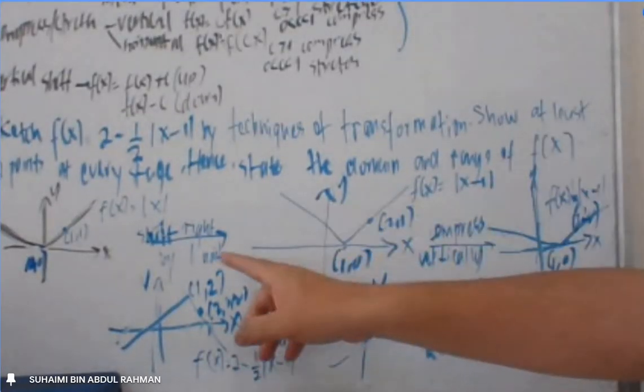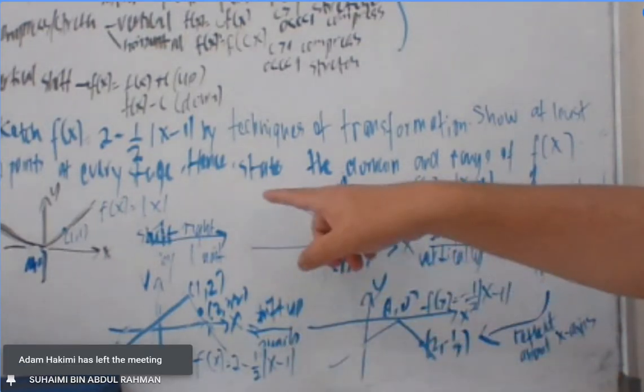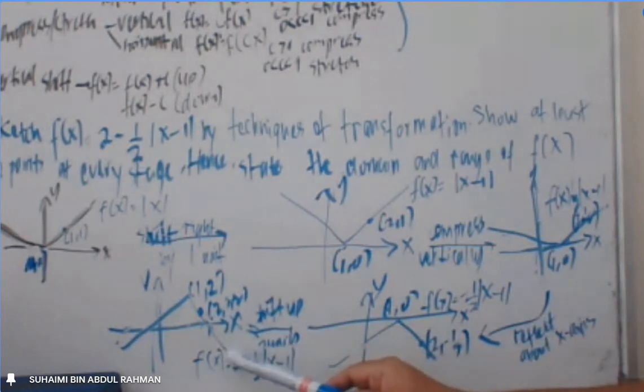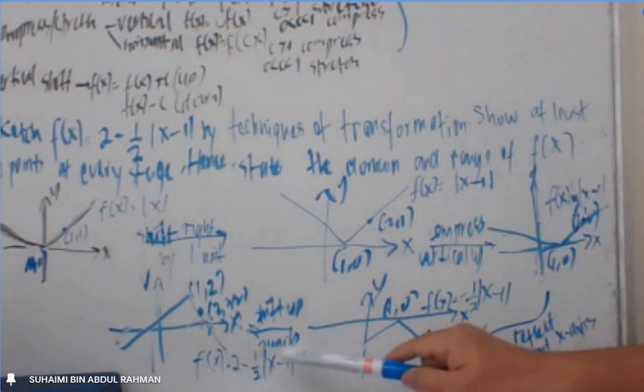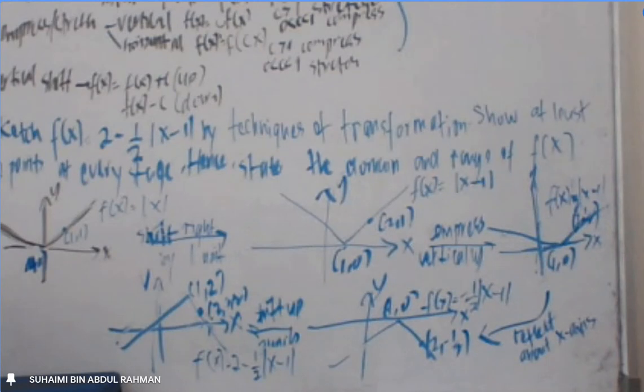So this is the last function that we have. Then state the domain and range. What is the domain of this function? Domain and range, we go back to the domain and range. What is the domain of this last function? Negative infinity to infinity.